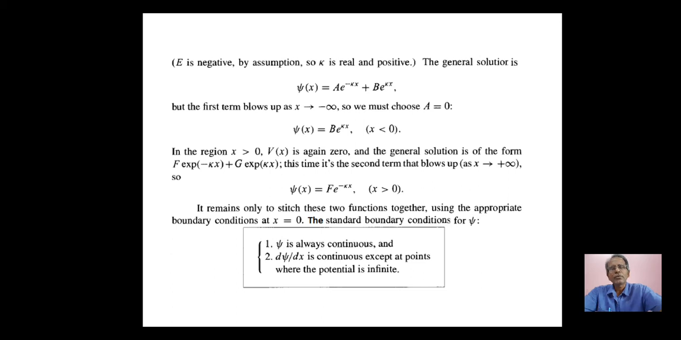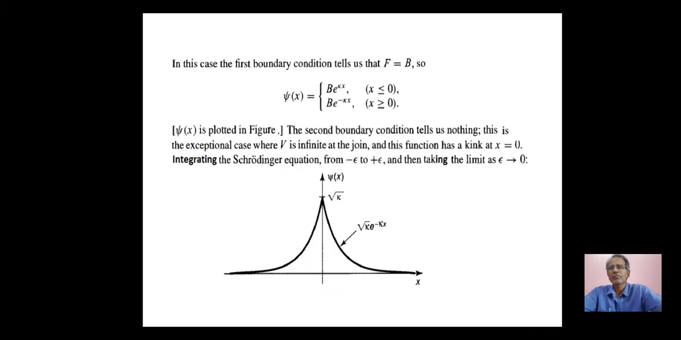The boundary conditions for the wave function ψ are: first, ψ is continuous; second, dψ/dx is continuous except at points where the potential is infinite. Potential is infinite, right? The first boundary condition gives F equal to B. Therefore, ψ(x) is equal to B exp(kx) for x less than or equal to 0 and B exp(−kx) for x greater than or equal to 0. The ψ(x) versus x graph has been plotted as shown here.